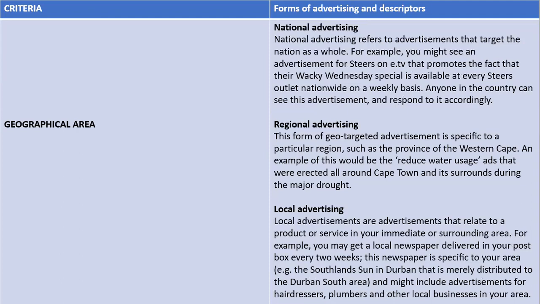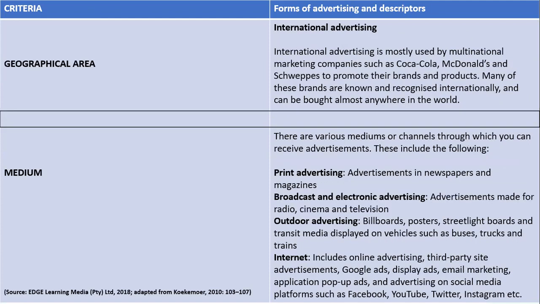Then we have regional advertising. Regional, this form of geo-targeted advertisement is specifically to a particular region. It can be for KwaZulu-Natal, it can be for Gauteng, it can be for Free State. Okay. Then you have local advertising that relates to a product or service in your immediate or surrounding area. Like you can get a local advertising in your local newspaper where you stay. If you stay in Glenwood, you might get an advert about a particular product or service that is offered within your local community. Okay.